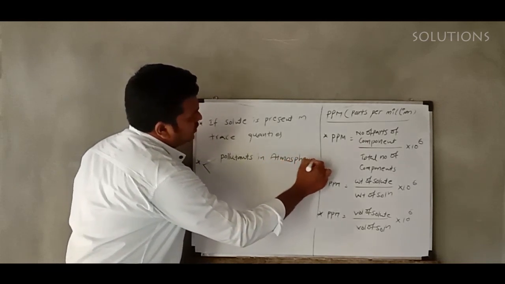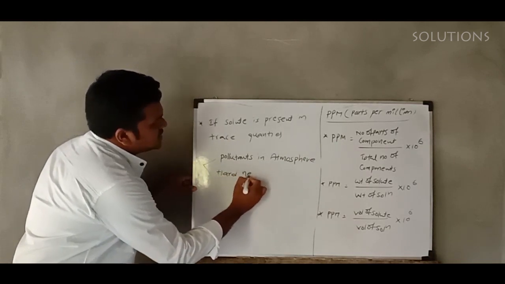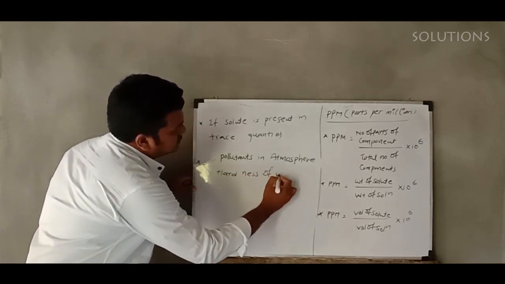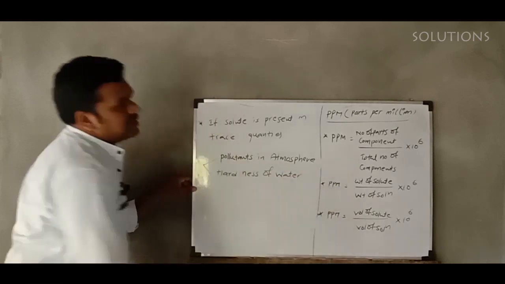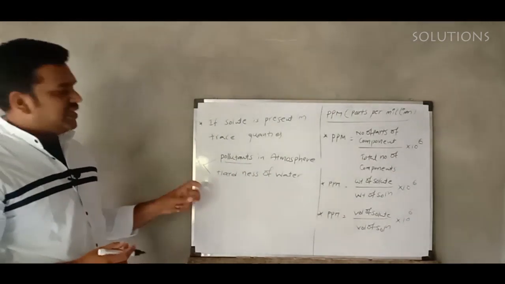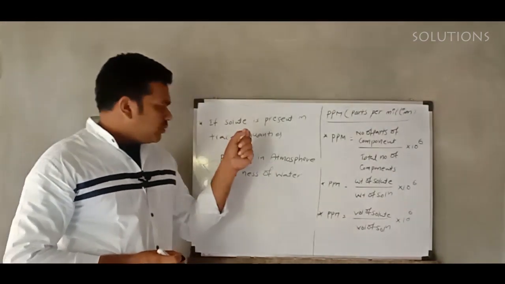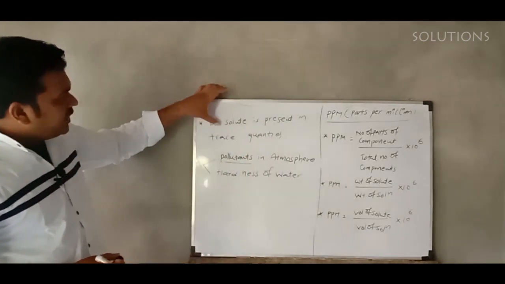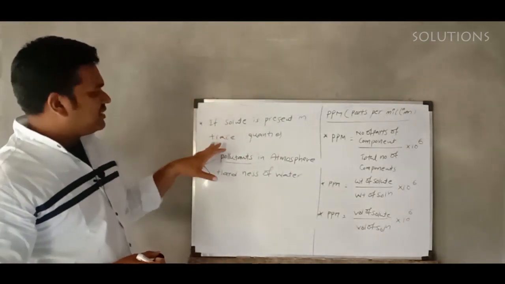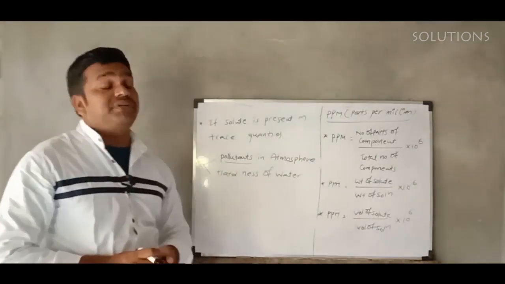Pollutants in atmosphere. And one more we can write here, hardness of water. Pollutants, you can see, air and atmosphere contain different types of pollutants. The quantity of the pollutant is very less, means in trace quantities. So we can express the pollutants in atmosphere by ppm.